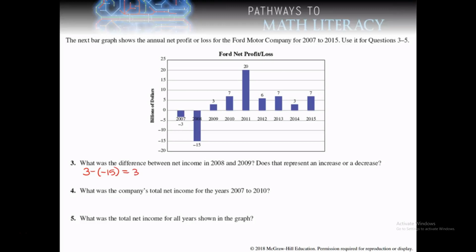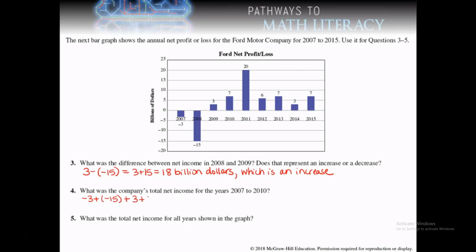And because that came out positive, that's an increase. In number 4, what was the company's total net income for the years 2007 to 2010? So we'll add the net income from each of those years together. In 2007 it was negative 3, plus in 2008 it was negative 15, plus in 2009 it was 3, plus in 2010 it was 7. And so adding those together we get negative $8 billion. And because that's negative, that's a loss.